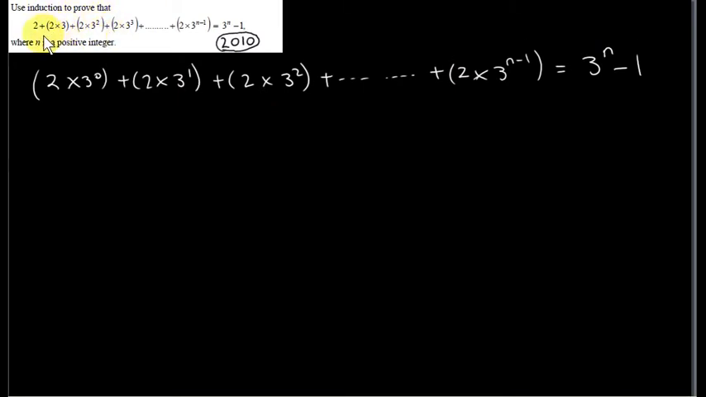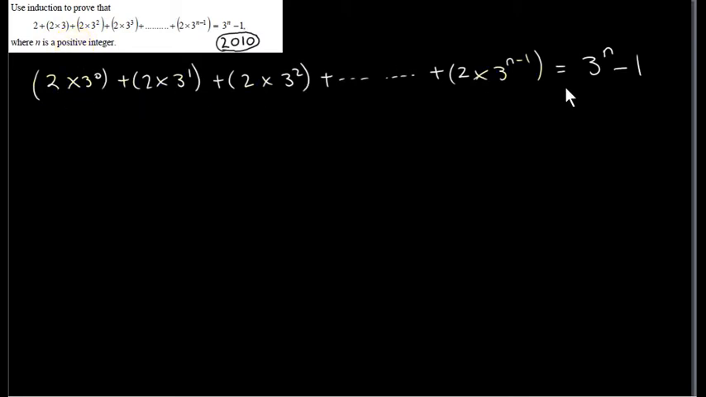Use induction to prove that 2 plus 2 times 3 plus 2 times 3 squared, etc., as far as 2 times 3 to the power of n minus 1 equals 3 to the power of n minus 1, where n is a positive integer. So if n is a positive integer, that means the base case is n equals 1.